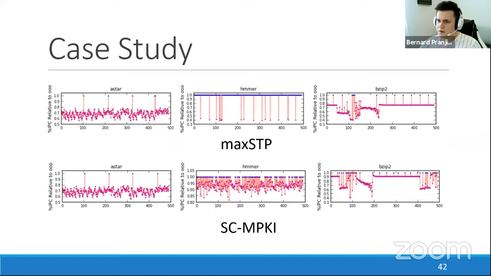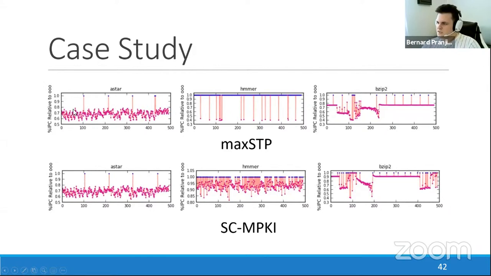Okay, now let's look at the case study. In this case study, they compare two different arbitrators: the maximum system throughput arbitrator and the energy efficient arbitrator. Each point in this graph describes the speedup relative to the out-of-order core, and points are marked blue if they are scheduled on the out-of-order core and red otherwise. So we see a lot of red here and a lot of blue here.